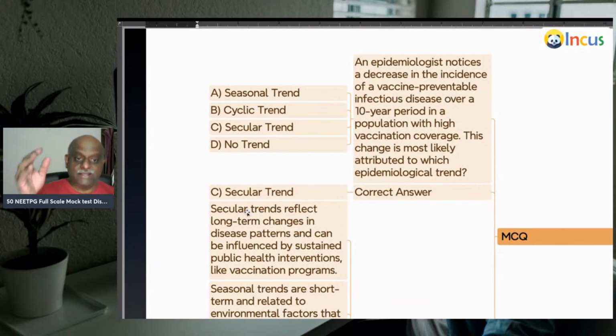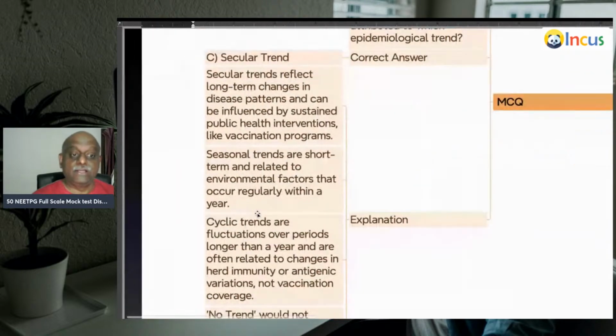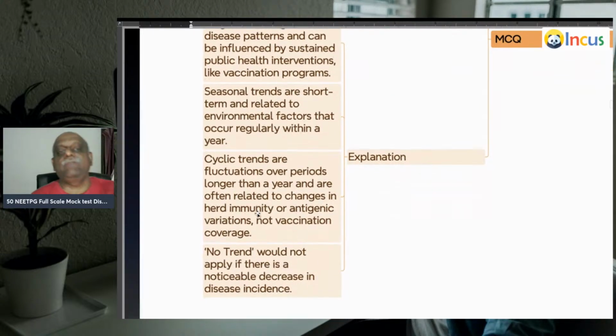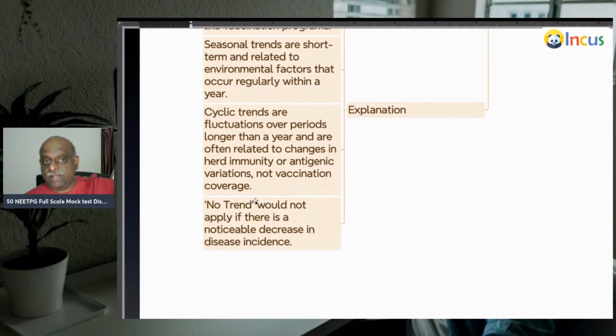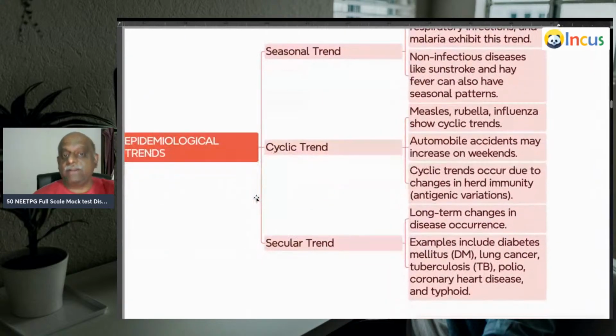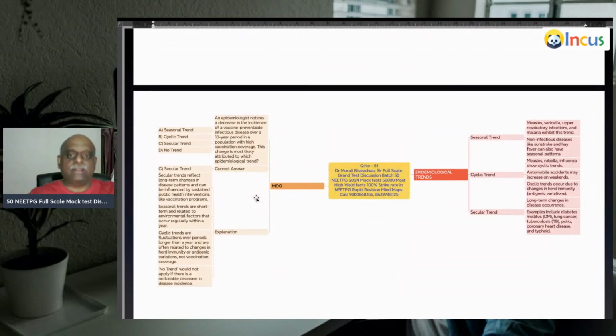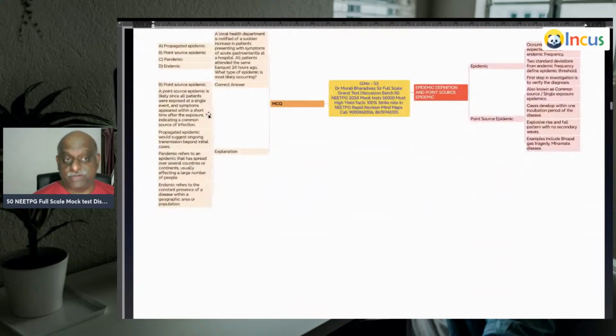An epidemiologist finds there is a decrease in incidence over a 10-year period in the population. So secular trends reflect long-term changes in the disease pattern. Seasonal trends are short-term and related to environmental factors. Cyclical trends are fluctuations over periods longer than a year and related to change in the herd immunity, antigenic variation, not vaccination coverage, is what you need to remember. So seasonal trend, cyclic trend, secular trend, everything you should know before you go to the NEET PG. I leave all this as a mind map for you to do revision in one shot.